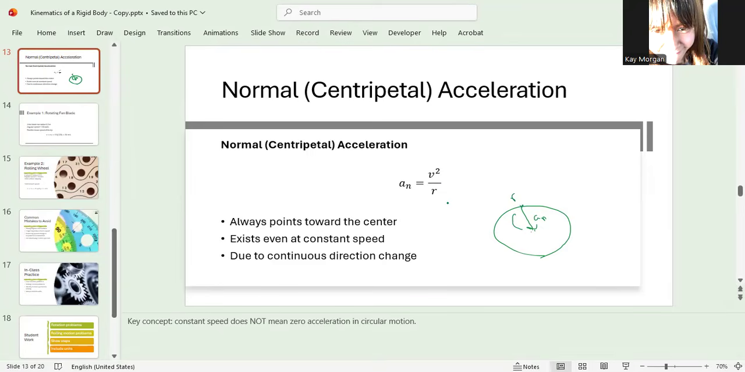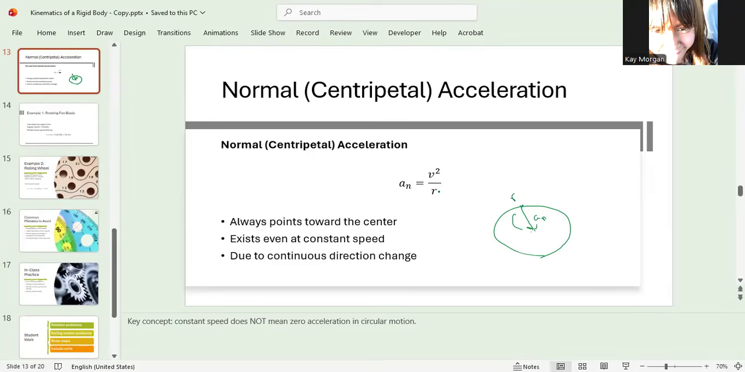I don't know why, out of all the equations, students usually forget that. So make sure that the normal acceleration depends on the linear speed, which is this guy. So normal acceleration exists when the speed is constant, even when the speed is constant.